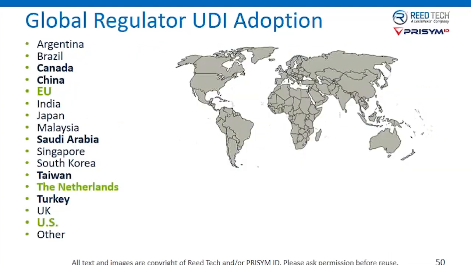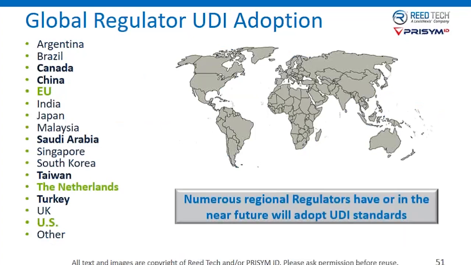And this is really the tip of the iceberg. When we look across the globe, the EU, US, and actually the Netherlands have now started collecting information about medical devices in UDI format. There's a whole host of other regulatory bodies that are moving forward and can put specs in place momentarily.